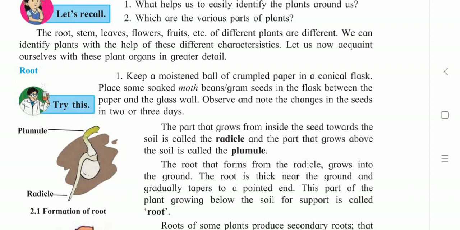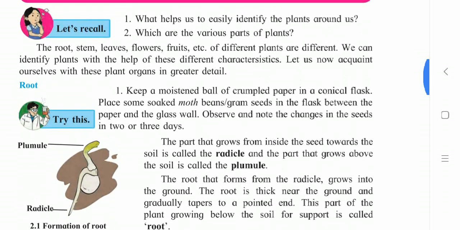The root that forms from the radicle grows into the ground. This radicle goes inside the ground and grows into the ground. The root is thick near the ground and gradually tapers to a pointed end. This part of a plant growing below the soil, for support, for soaking water, and for the growth of the plant, is given the name root. मूळ, in Marathi it's called मूळ. झाडाचं मूळ जमिनीच्या खाली वाढते.